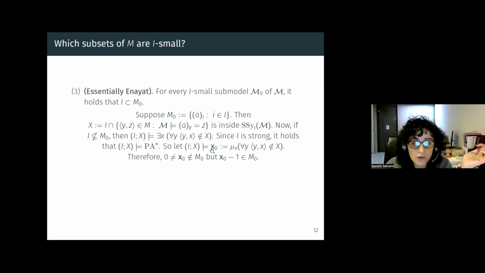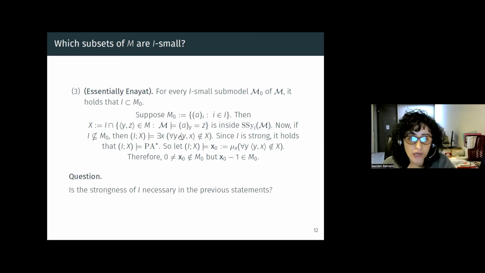So there must be some x0, which is the least one with this property. But if x0 is the least one with this property, it is not in M0 and it is not equal to 0, because 0 is 0. So that's a contradiction. Everything collapses.